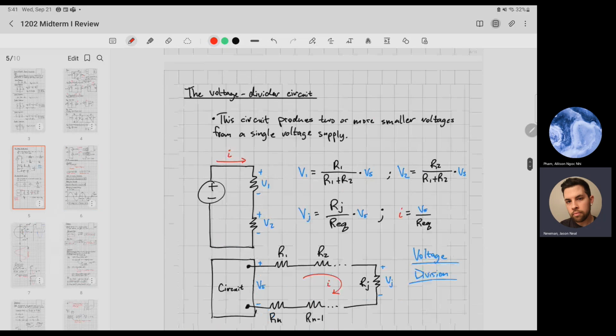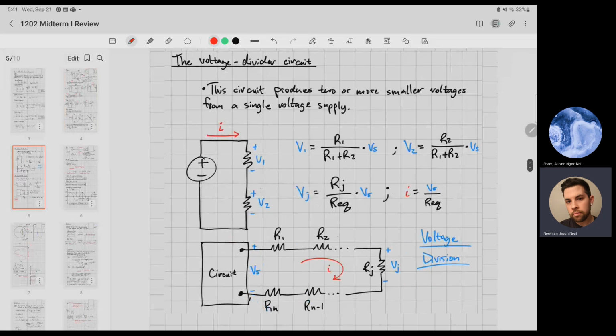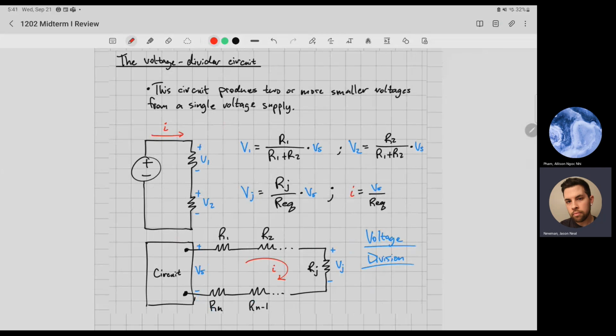Okay, let's quickly go over voltage division. So the way voltage division works is, let me get rid of this. A voltage divider circuit is a circuit that produces two or more smaller voltages from a single voltage supply. So you have this voltage supply, and a voltage divider is basically two resistors in series. That's literally all it is. Don't let anybody confuse you.